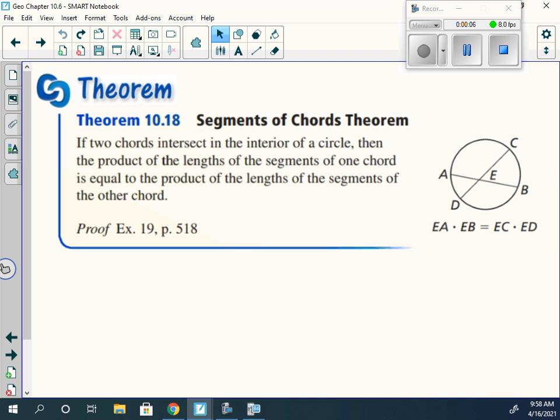What we're looking at today is segment lengths. So we're actually looking at the length of segments. Up to now, we've been looking at degrees and arc measures and angles. Now we're actually going to look at lengths of chords and their measures.